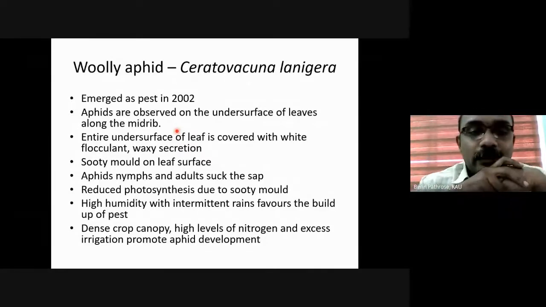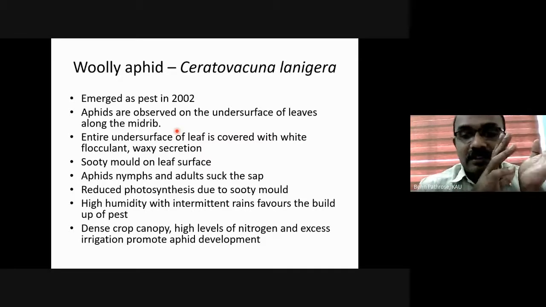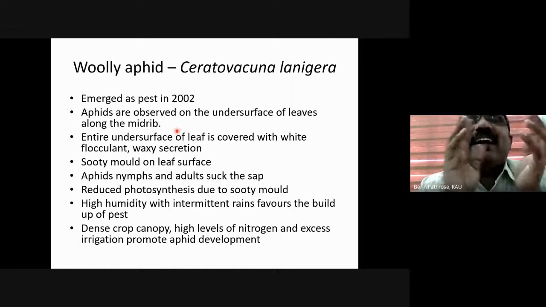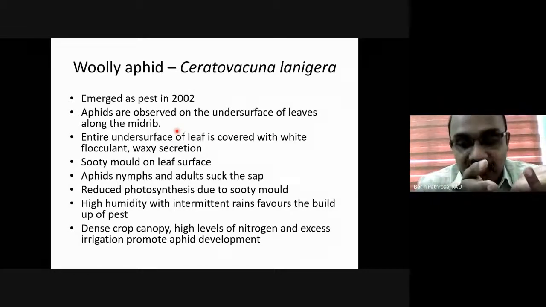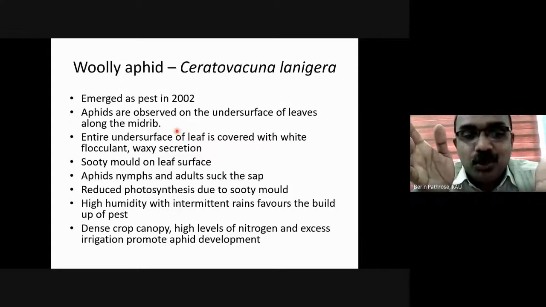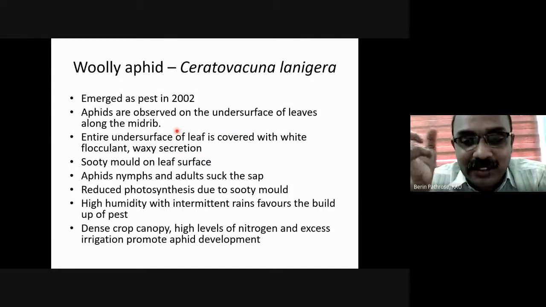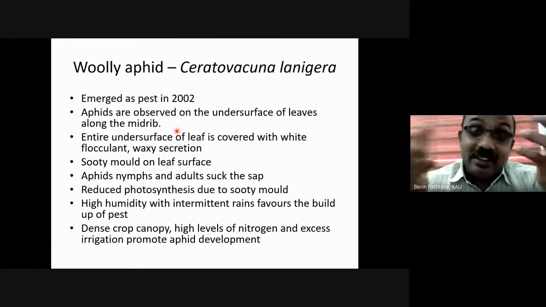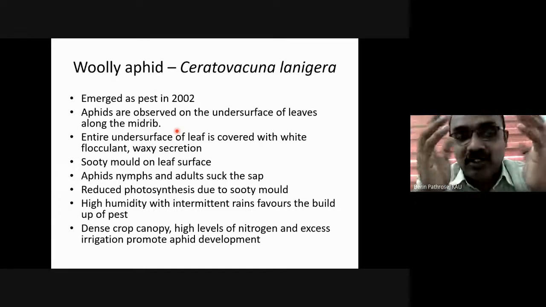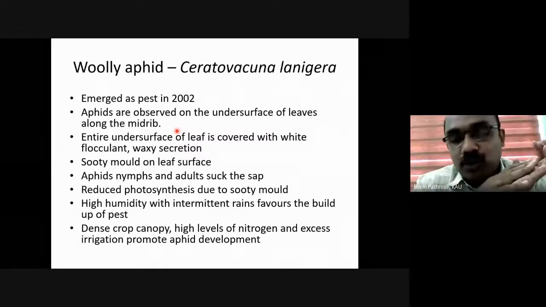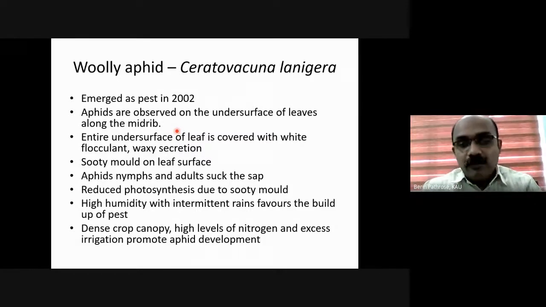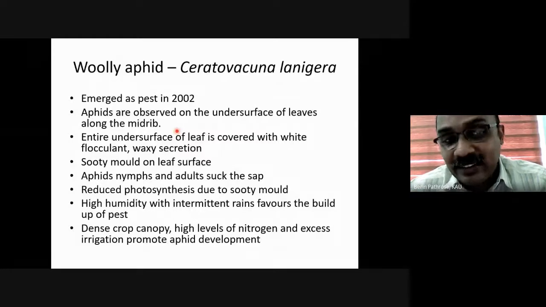If you have seen a mealybug, you might have observed that the bugs will be covered with a white waxy coating, white waxy secretion. Similar to that, in the case of this aphid, which we don't usually see with this kind of white waxy flocculent secretion, the aphids will be covered with white waxy flocculent secretion. That's why it is called woolly aphid. The body is covered with white waxy secretion.